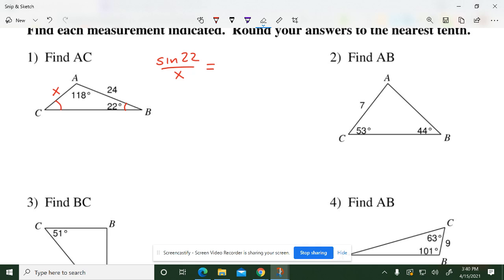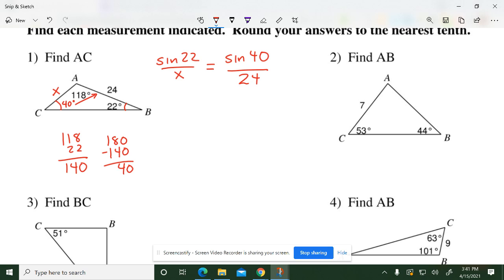So I'm going to add together the 118 and the 22, and I'm going to subtract that from 180. And that'll tell me what angle C is. So angle C ends up being a 40-degree angle. So now that I know angle C is 40 degrees, I can set up my other fraction. So I have sine of 40 degrees over the opposite side from C, which is 24.